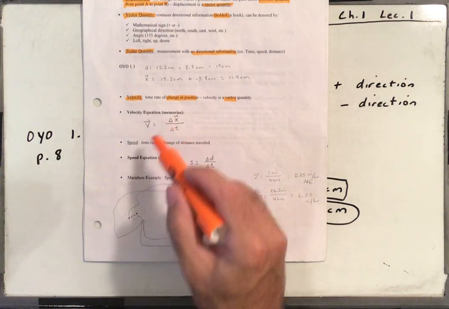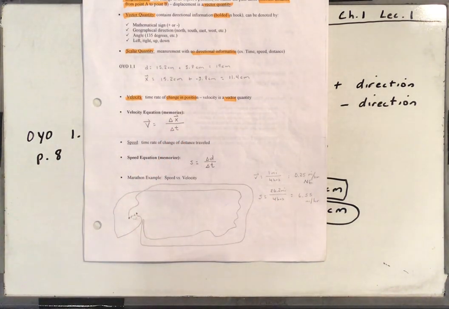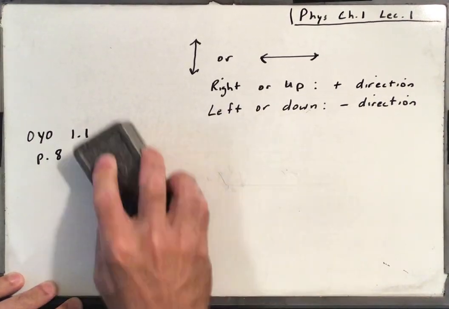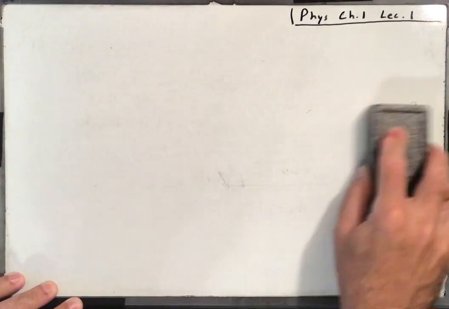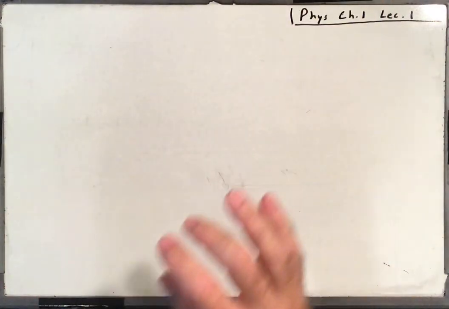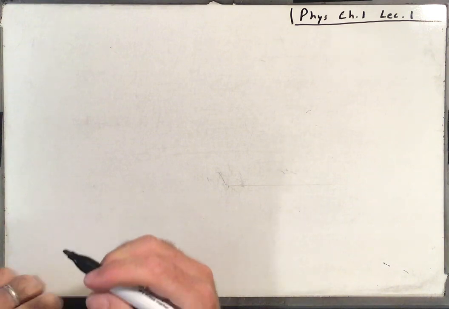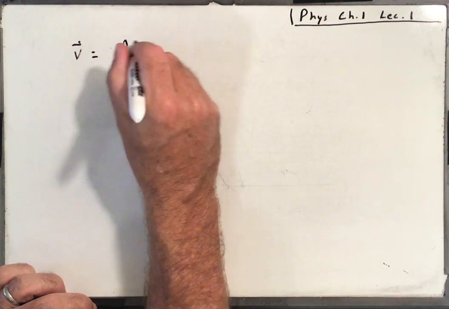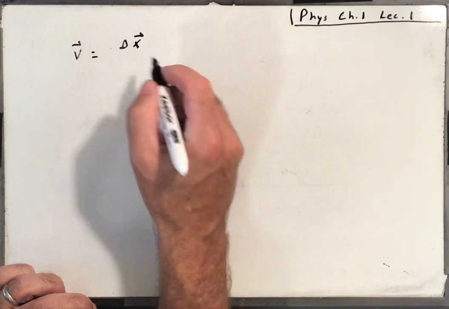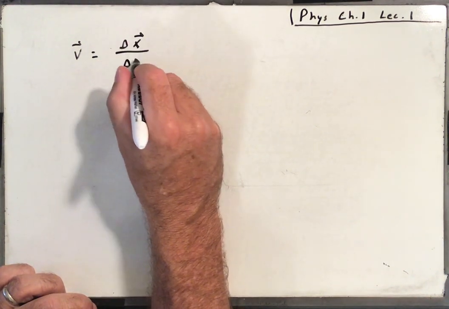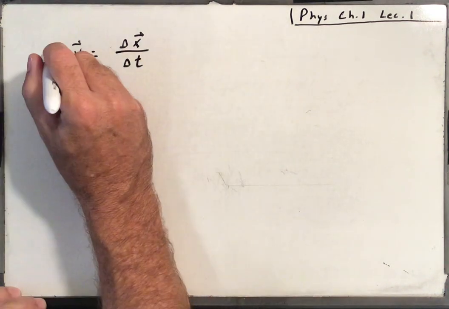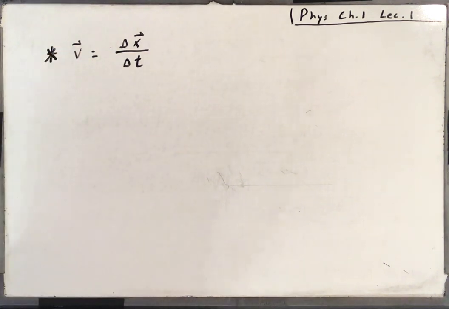So you've got some space here. The velocity equation. All right, and I'll go ahead and erase here. So you're going to see this equation a lot. Velocity is the change in displacement, not distance, change in displacement over the change in time. Okay, so that is an equation you absolutely have to memorize. So I'll put an asterisk by it.